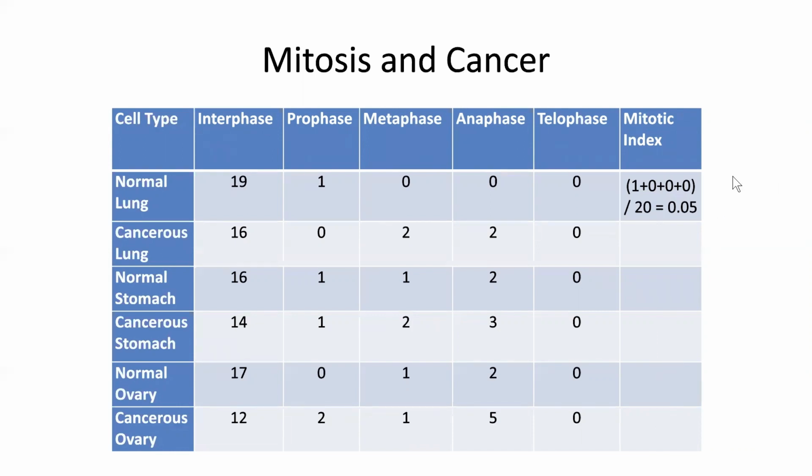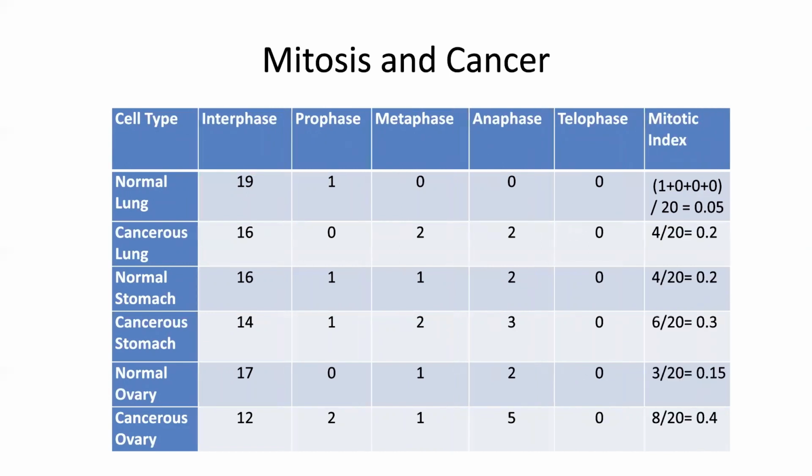All right. Did you get this? Now that we've calculated the mitotic index, we can see a trend. If you're comparing lung tissue, which one has a higher mitotic index, normal or cancerous? The answer is cancerous. If you're comparing stomach tissue or ovary tissue, the answer is the same. The cancerous tissue has a higher mitotic index, and that's because cancer cells are uncontrollably dividing.